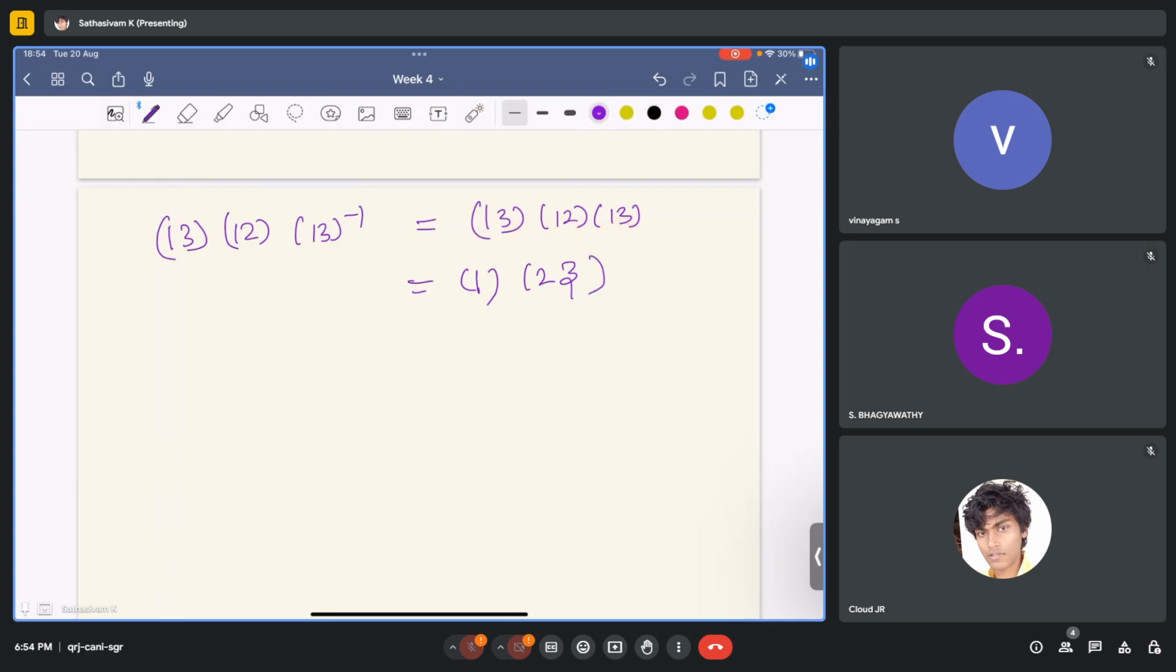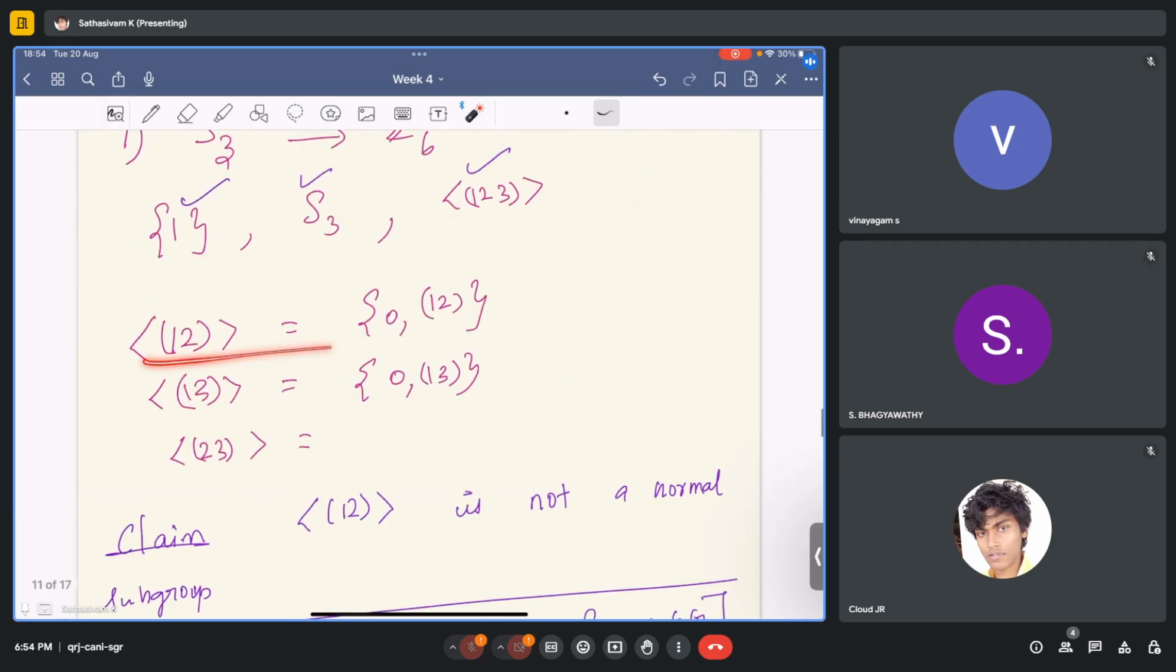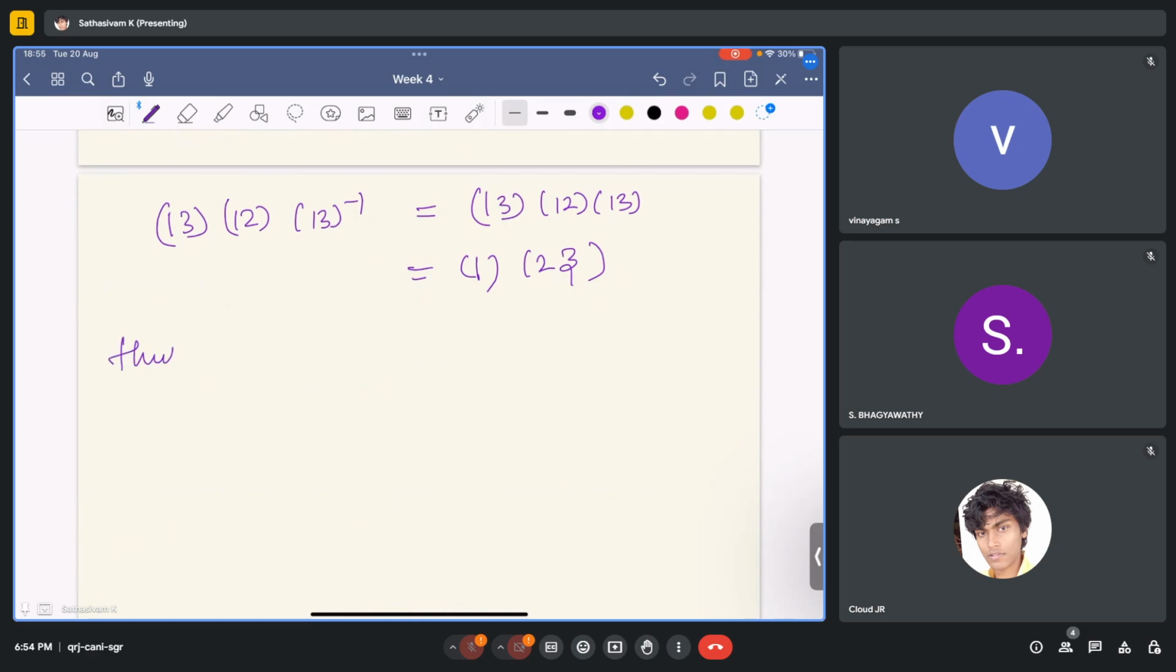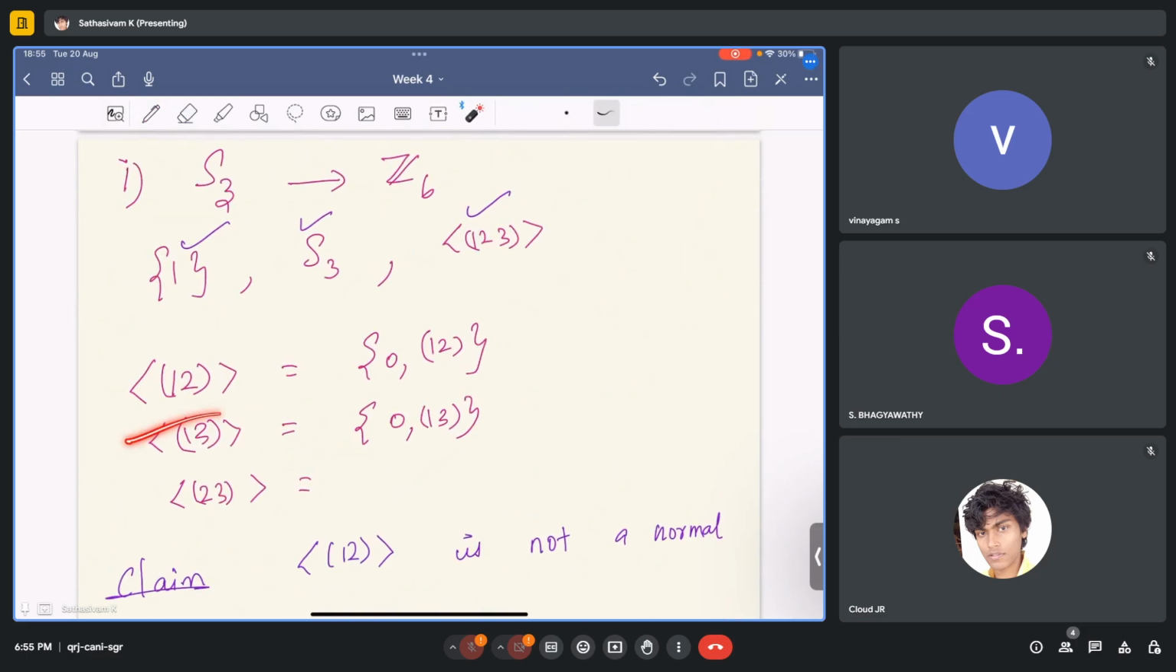So what we have seen is, if you look at this conjugation, you will get (2 3). But observe that (2 3) does not belong to the subgroup. Thus the subgroup {identity, (1 2)} is not normal. Similarly you can prove it for these two. Just take (1 3) and conjugate with something else, and you will get it. So these three are not normal subgroups, and these three are normal subgroups.